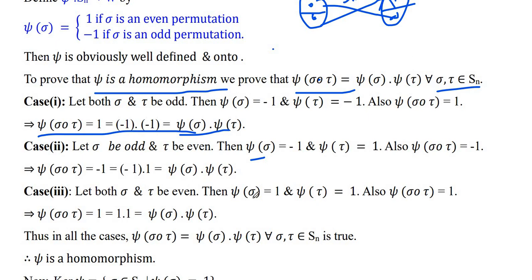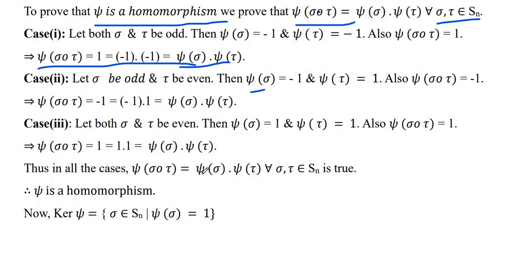In the same way, the next one: the composition is even, so 1, and that 1 is written as 1 into 1. This is even, so psi of sigma is 1. Again tau is even, so psi of tau is 1. So you have this. Thus in all the cases this is true, so psi is a homomorphism.